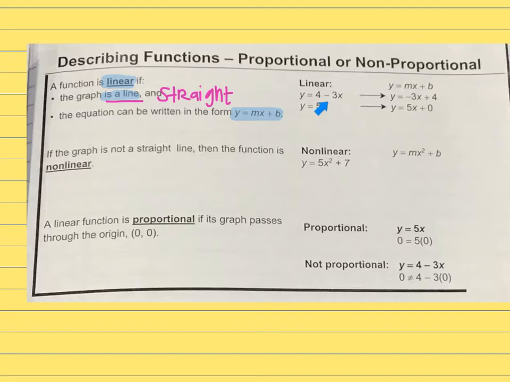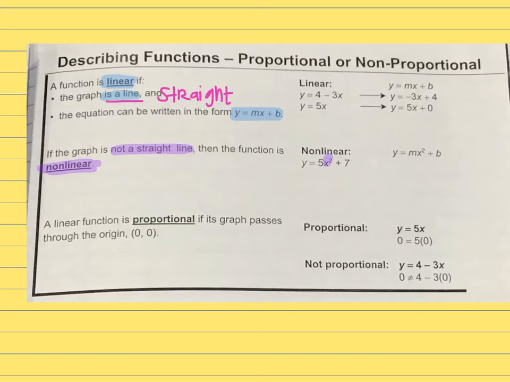Then here is an example, y equals negative 3x minus 4, y equals 5x. Both of these are linear because it's just a number with a variable. If a graph is not a straight line, then it's not linear. Not a straight line. That is going to be your only determining factor.